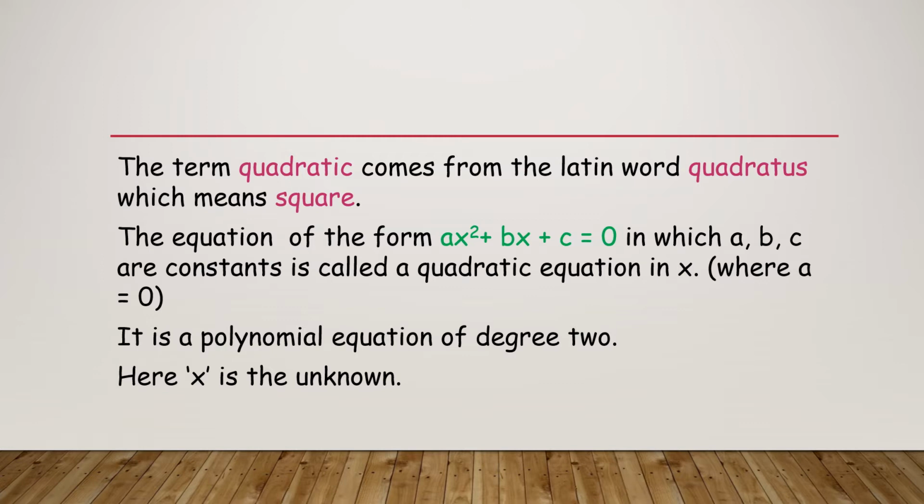Now, quadratic equations are equations of the form ax² + bx + c = 0, and in this equation a, b, c are constants. x is the unknown, and we can see that the highest degree of the unknown in this equation is 2, that is x raised to 2. A quadratic equation is a polynomial equation of degree 2.